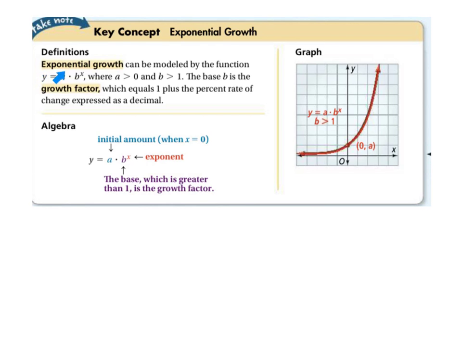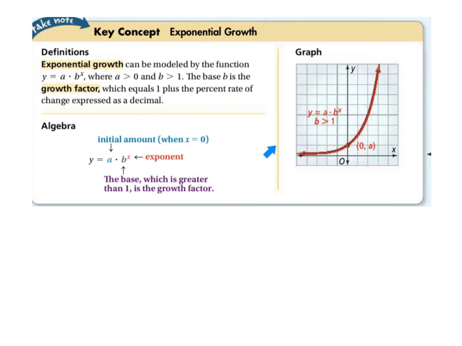So to clarify, exponential growth can be modeled by, again, this function, where A is greater than 0 and B is greater than 1. I'm sorry, A is bigger than 0, because you have to start out with a certain population. You can't start with a population of 0 things. And B is greater than 1 because you have to have a growth factor, not a declining factor, right?